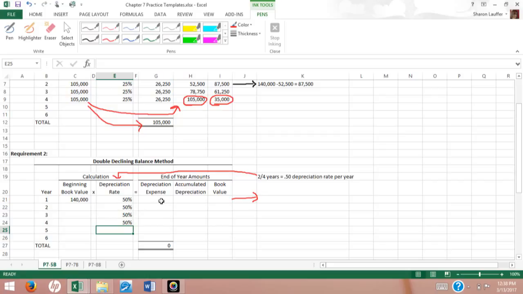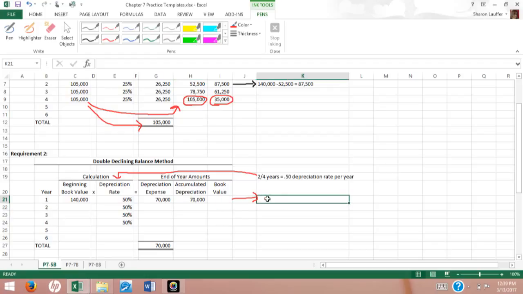All right, so we're going to calculate out our depreciation expense. And if you look here, we've got our times sign. So $140,000 times 50% is $70,000 in depreciation expense. So that's the amount of depreciation for the first year. Accumulated depreciation is the total depreciation we've taken up to this point. We had none from previous years because this is year one. We've taken the first year's depreciation, which is $70,000. So our accumulated depreciation is $70,000.